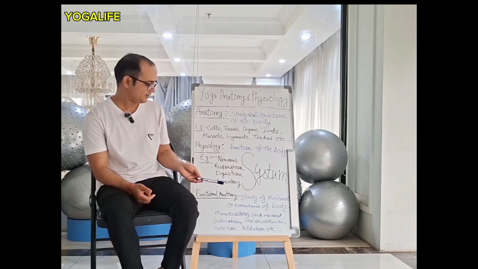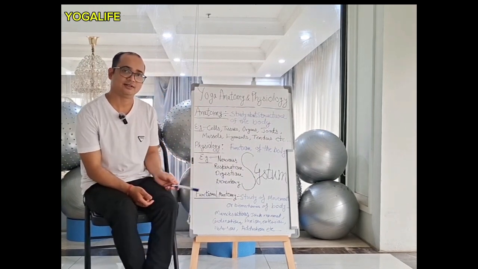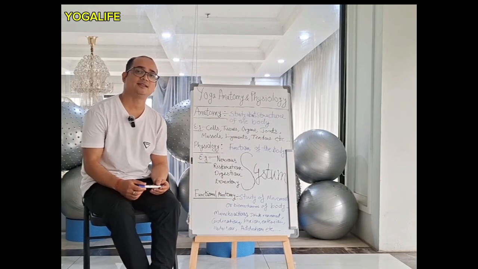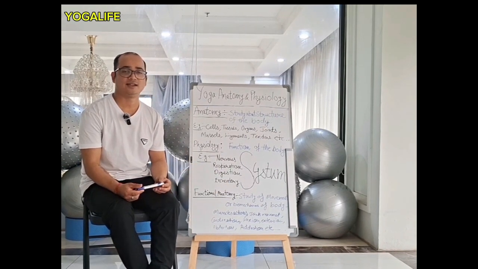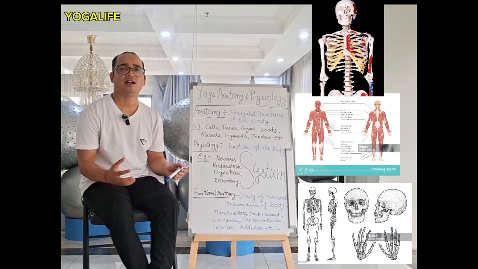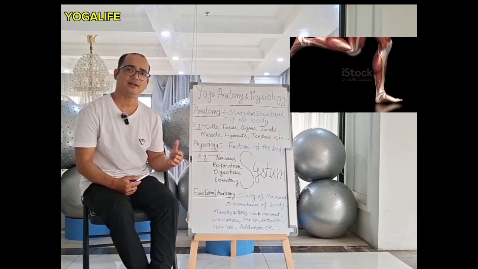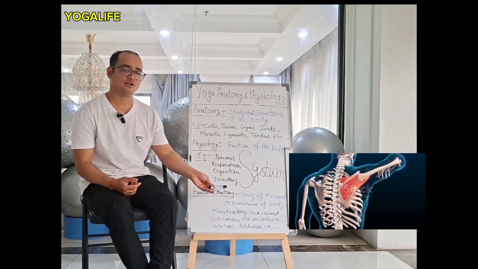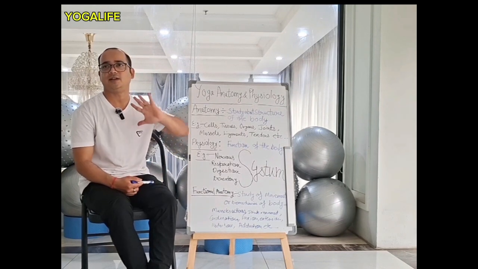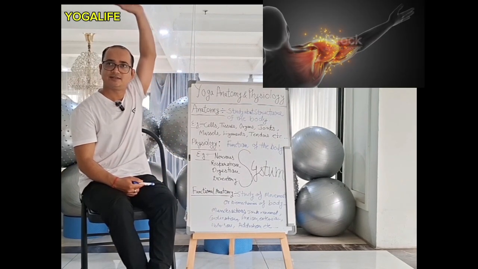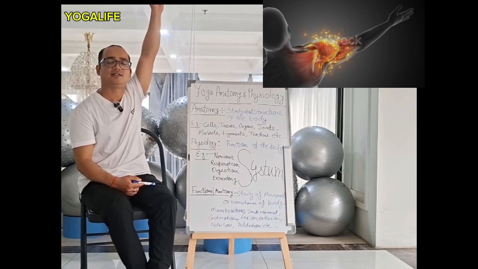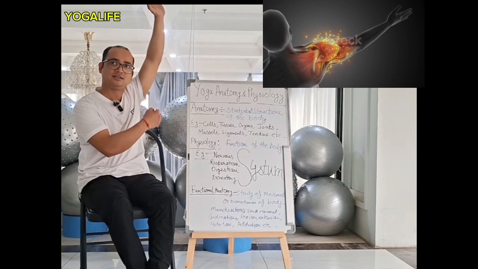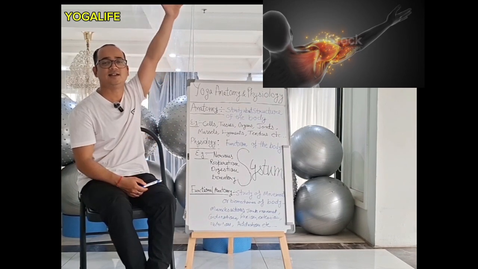Now we talk about functional anatomy, which is very important, especially in the practice of yoga. Functional anatomy is the study of structures like joints, muscles, bones, and how they work together to create movement and maintain the posture of our body. For example, I raise my hands up. Which muscles, which joints, which ligaments and tendons are being used to raise my hand, and how they work together to raise my hand, we study in functional anatomy.